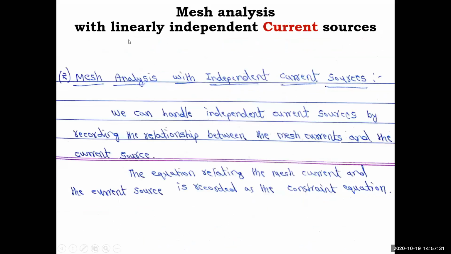That is mesh analysis with linearly independent current sources. So already we are finding mesh currents. If current sources are present, what is the change in writing the equation? So just look here. We can handle independent current sources by recording the relationship between the mesh currents and the current source. If a current source is present in one of the meshes, then whatever mesh current is there in that mesh, I2, I3, I1, whatever, we'll equate it to that current source. No need to write the resistive terms again. And we call that equation relating the mesh current and the current source the constraint equation.